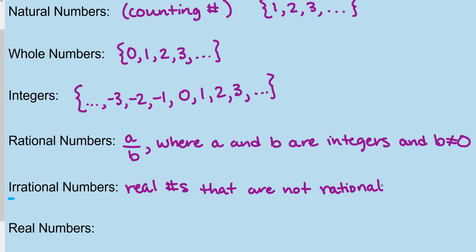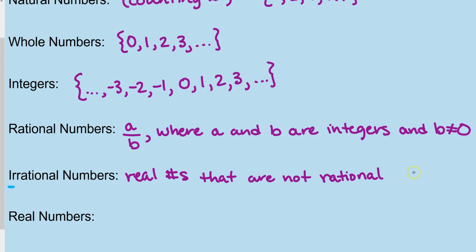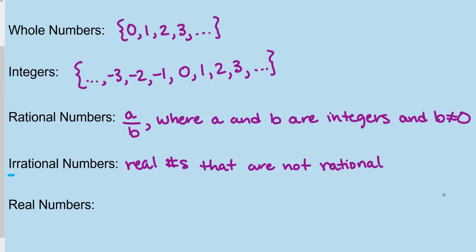So what are real numbers? Well, real numbers can be thought of as numbers that can be mapped to a number line.